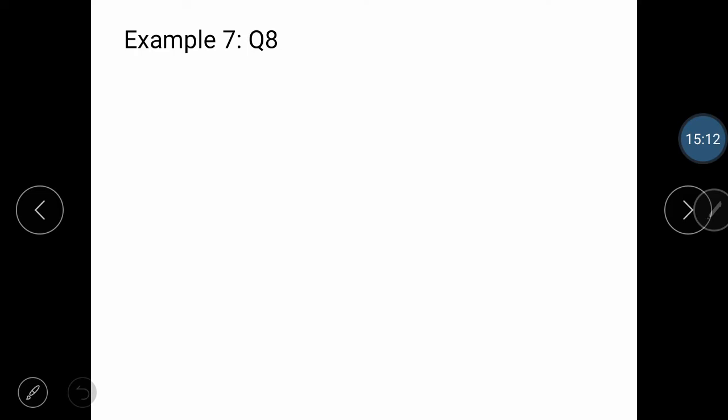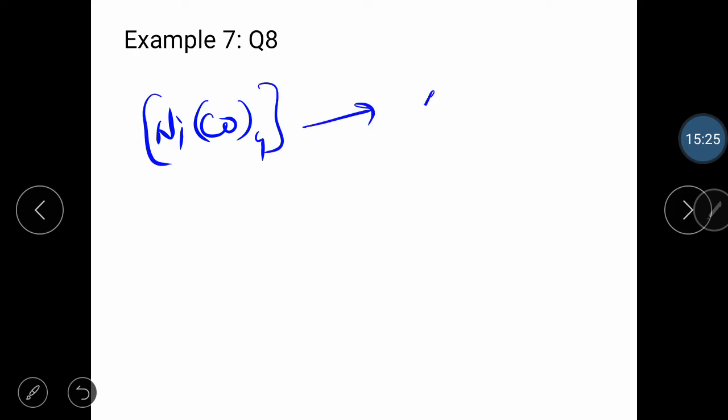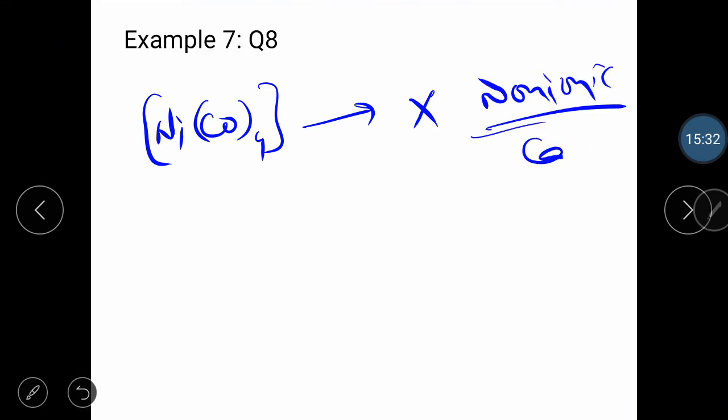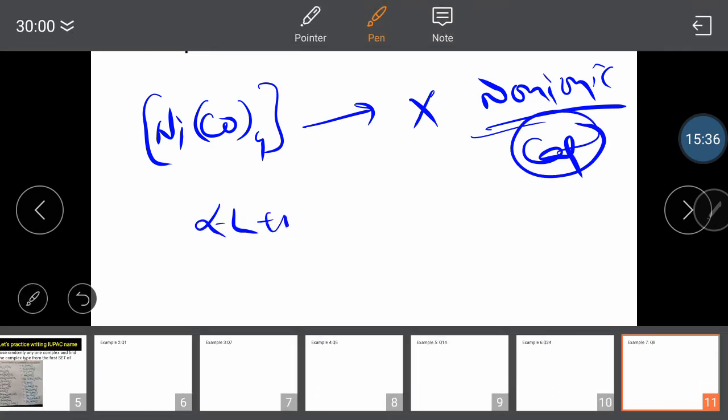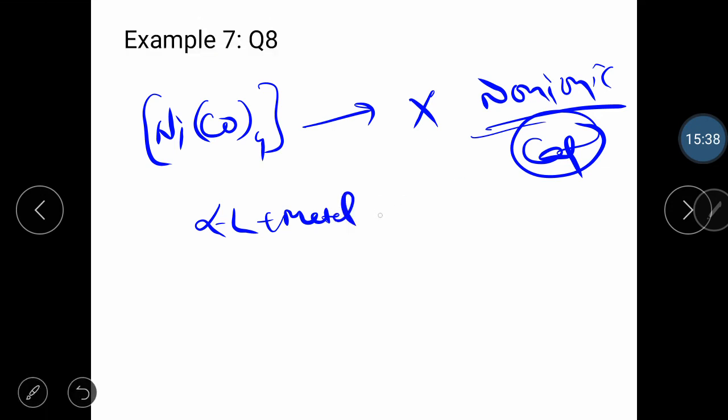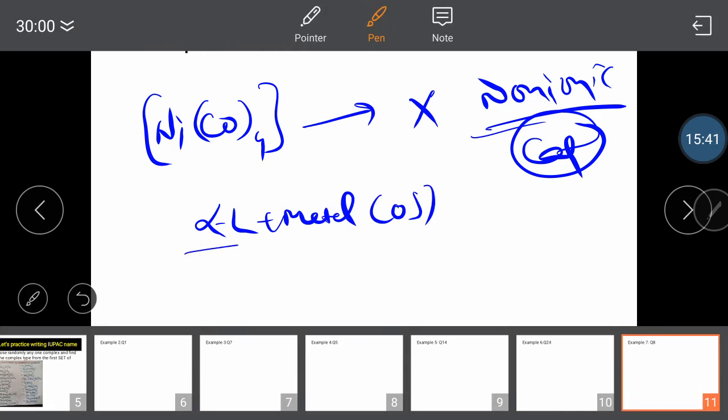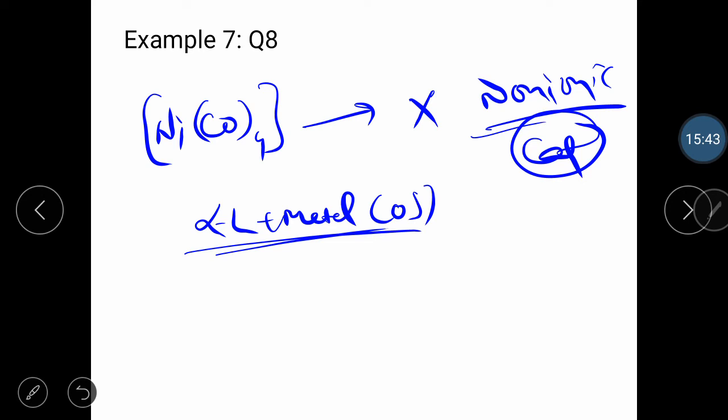Example 7, I'm taking as question number 8. So what is question number 8? Ni(CO)4 in square brackets. So no ions, meaning what? This is non-ionic. So the rules are simple, like a cationic complex. The rules are alphabetical ligands, metal, oxidation state. No ate. Ate won't be used. Ate is used only for an anionic complex.